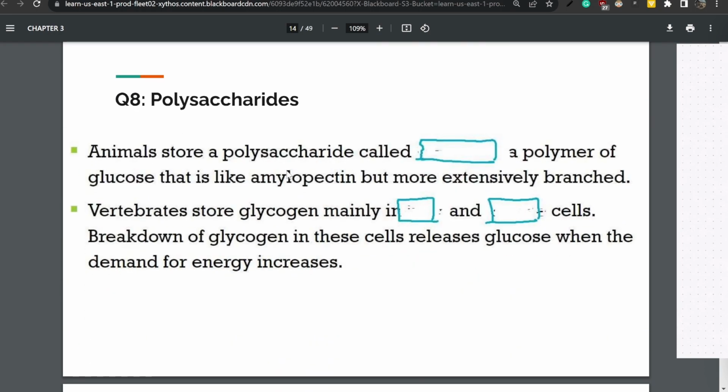Animals store a polysaccharide called blank upon glucose. It's glycogen. It's like amylopectin, but more extensively branched. Vertebrates store glycogen mainly in liver and muscle cells. Breakdown of glycogen in these cells releases glucose when the demand for energy increases.